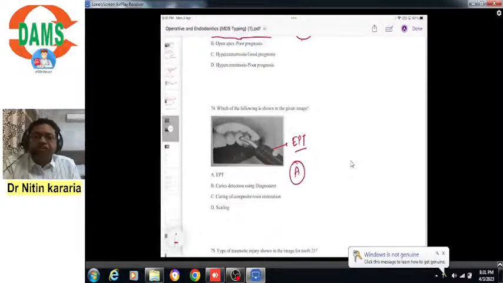This is not caries detection with Diagnodent, because in caries detection with Diagnodent it has a fine tip and it is mostly done on the occlusal surfaces. As you can see, it is done on the facial surface of an anterior tooth, that is the maxillary canine, to stimulate the pulpal nerve fibers. So it is basically a pulp sensibility test with an electric pulp tester. An electric pulp tester stimulates A delta nerve fibers.